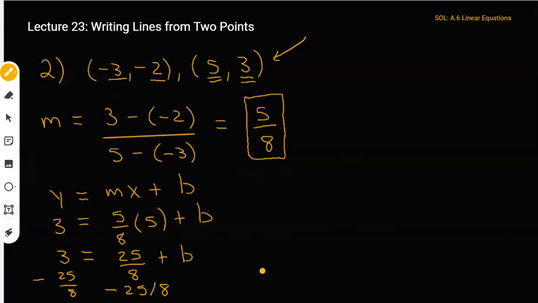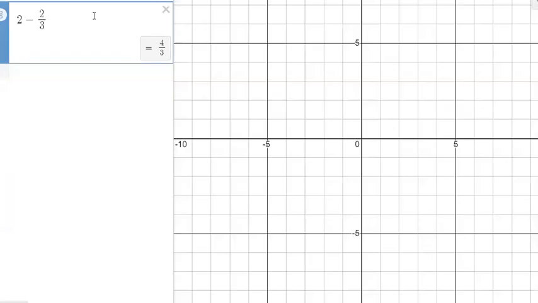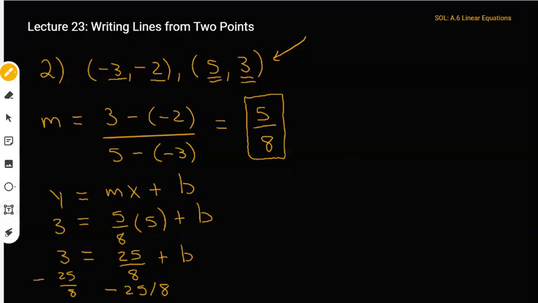So what's 3 minus 25 over 8? Let's do that in our calculator. So I'm going to have 3 minus 25 over 8. Make sure the top is 25 and the bottom is 8. And I get for my answer negative 1 over 8. Negative 1 over 8. So this is going to be my y-intercept, b.